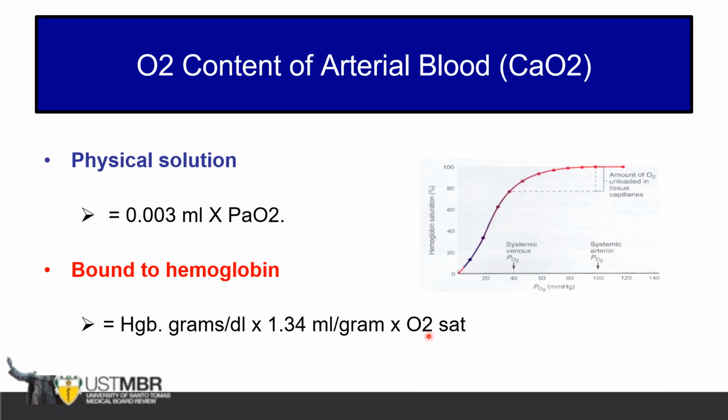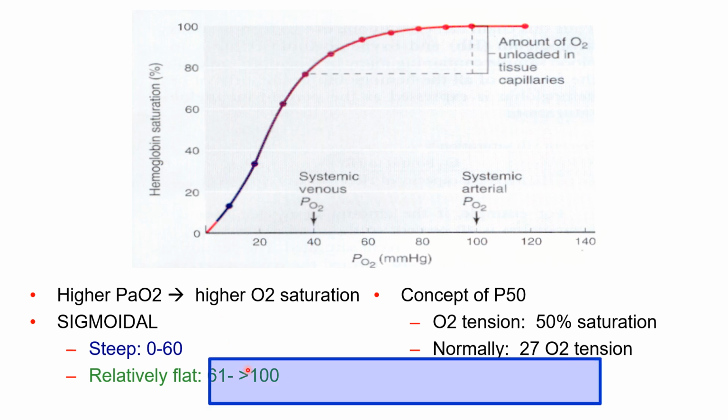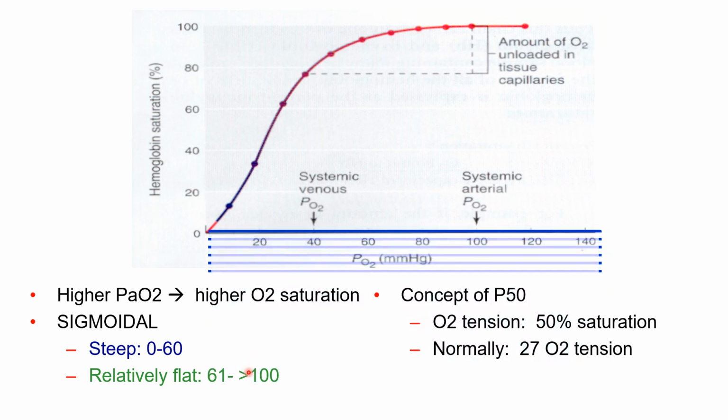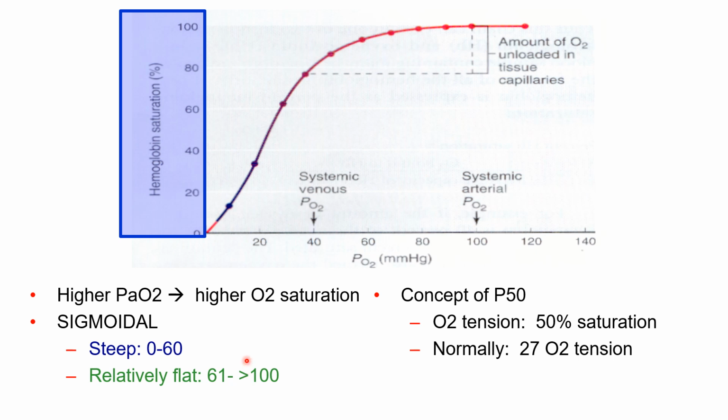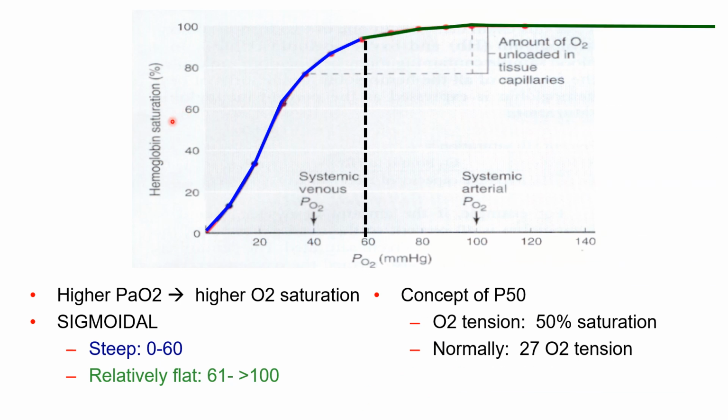O2 saturation is determined by your hemoglobin O2 dissociation curve. Let's analyze this hemoglobin O2 dissociation curve. In the hemoglobin O2 dissociation curve, the x-axis is oxygen, the y-axis is saturation. You can see that the higher the arterial oxygen tension, the higher is the hemoglobin O2 saturation. But the relationship is not linear, it is sigmoidal. It has a steep part from 0 to 60, and it has a flat part from 60 and beyond.